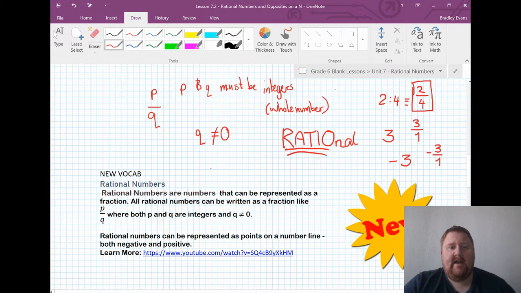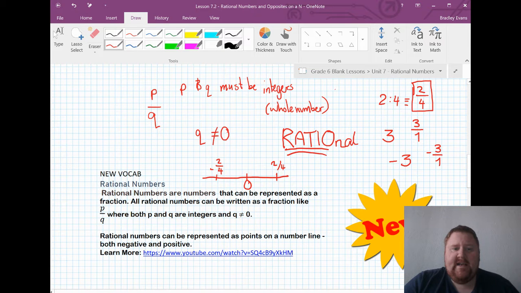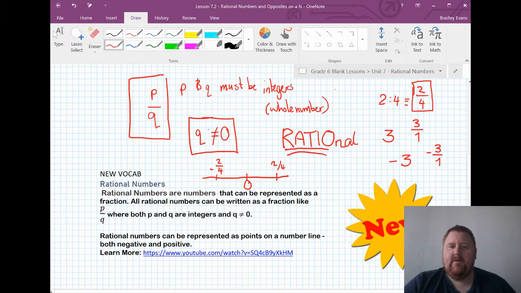If we take a look at a simple number line here, we could have a rational number of 2 quarters as a positive, or we could have a rational number of negative 2 quarters. So a rational number is any number that can be represented as a fraction, where p and q are integers and q does not equal 0.